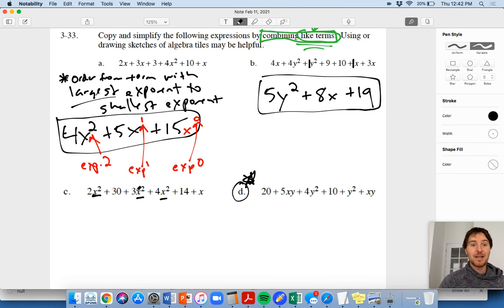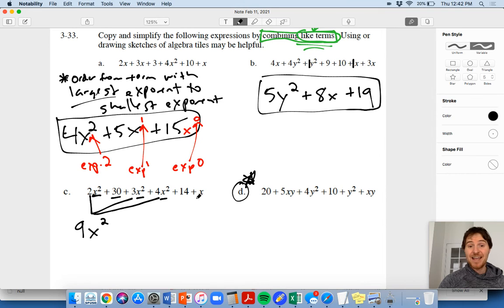Here I got 2 of them. I got another 3. I got another 4 of them. So how many x squareds total do I have? Well, 2 plus 3 is 5. Plus 4 would be 9. Okay, 2 plus 3 plus 4 equals 9. So I have 9x squared total. There we go. Okay, here I got a 30 here. Maybe I'll deal with 30s later.